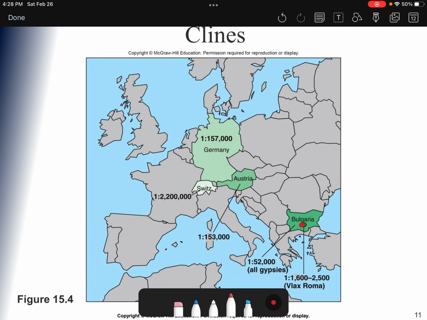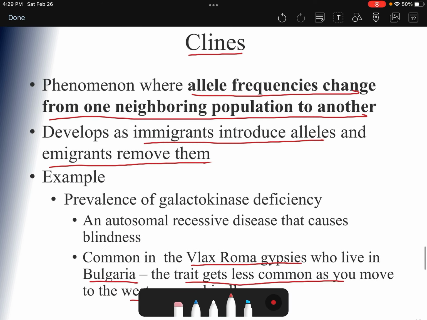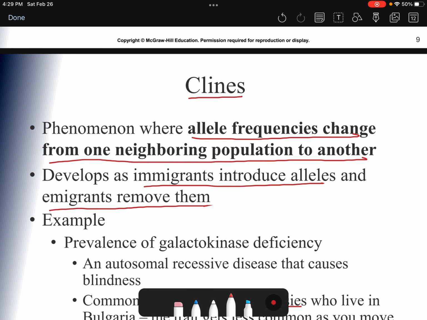Here's where it's a little bit more concentrated, individuals who have that disorder. As we move out into greater Bulgaria, it gets to be a little bit less. And as we keep moving westward, it gets less and less. Okay? Less and less common. And so a cline, again, is just that change in the allele frequencies from one neighboring population to another.